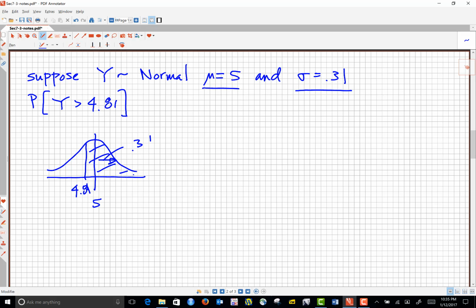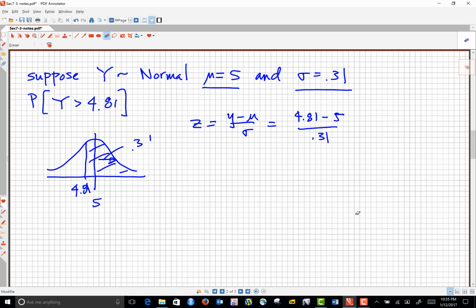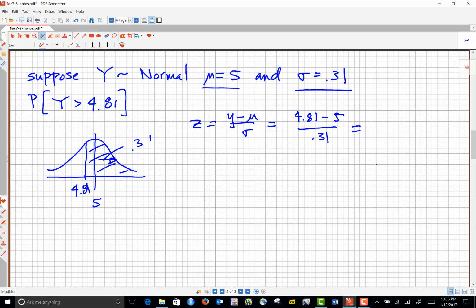In order to find that, what I can do is turn 4.81 into a z value by taking y minus mu over sigma. That is, taking 4.81, subtracting 5, and dividing by 0.31. Doing this computation, I have to be slightly careful because that difference in the numerator is going to give me a negative value, and I can carefully do the arithmetic and find that this ratio is minus 0.61.